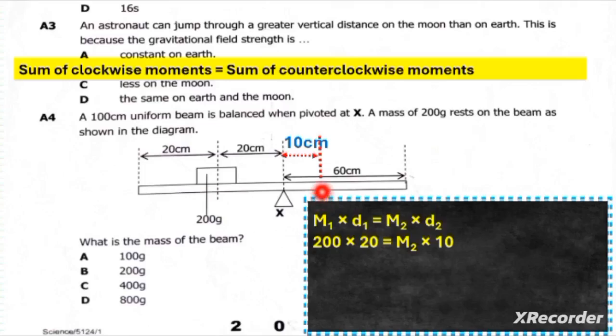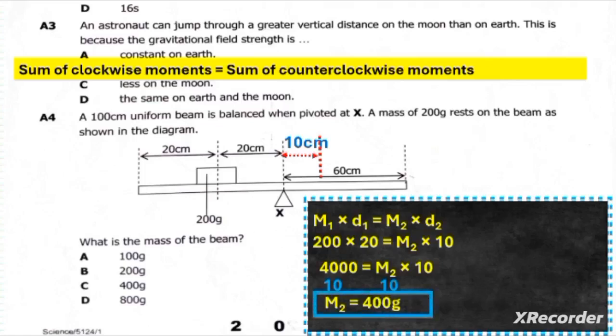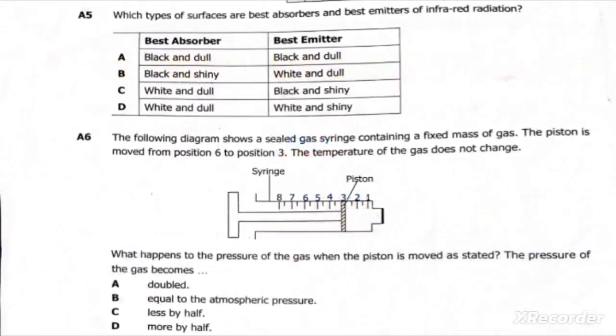Okay, so let us work out. 200 times 20, we get 4,000. Divide by 10, so mass 2 is equal to 400. So our correct answer here is C. We shift to the next question, which is question A5.